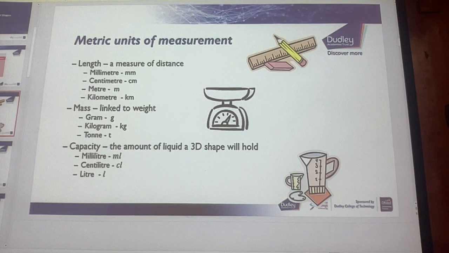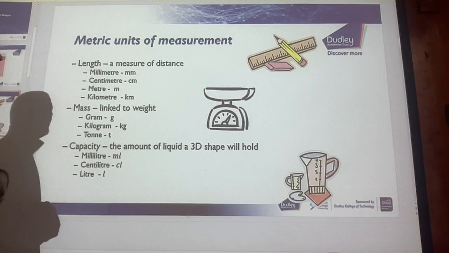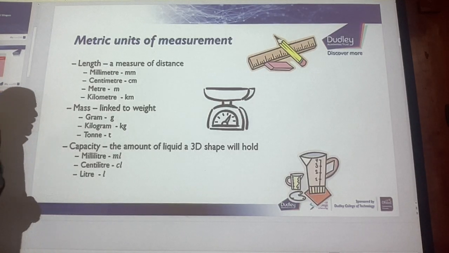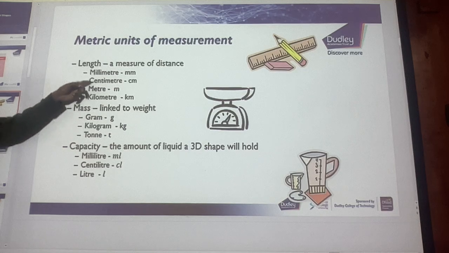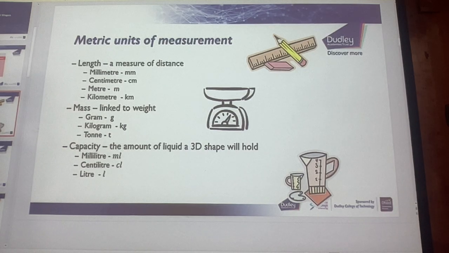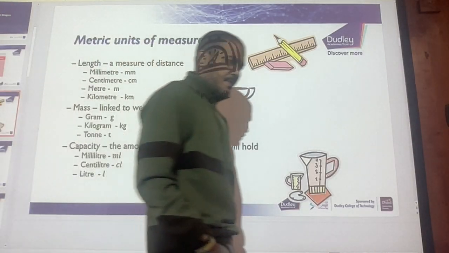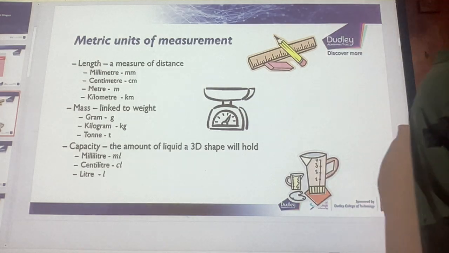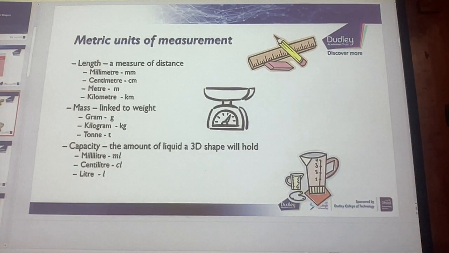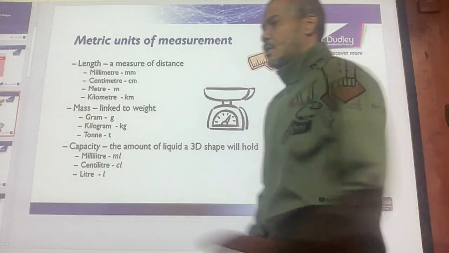All right? First one we're going to deal with is length. We have some examples of length measurements. Meters, centimeters, kilometers. Okay? Then what type of units are those? What do we call those units? Metric. Those are metric units.